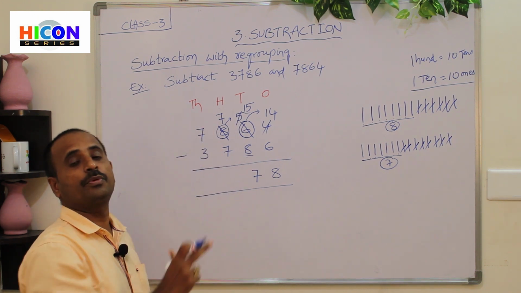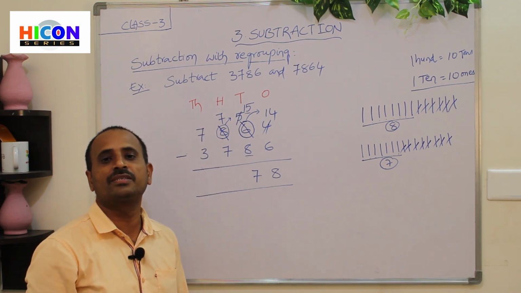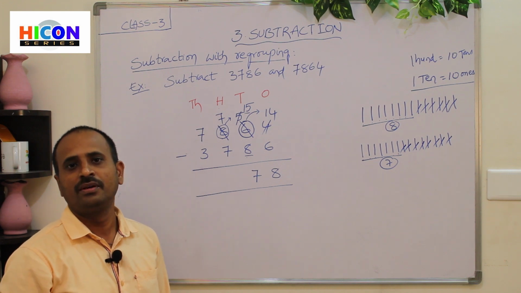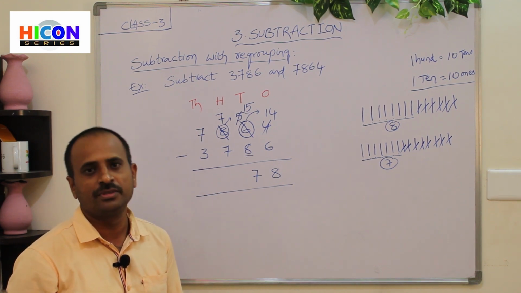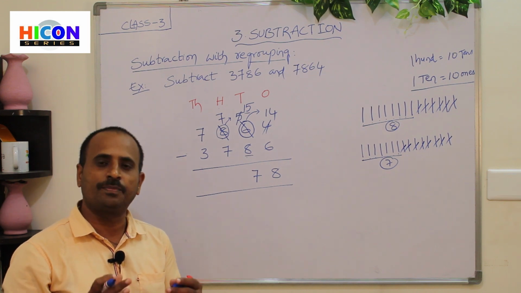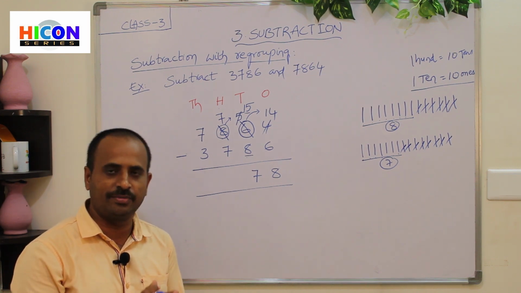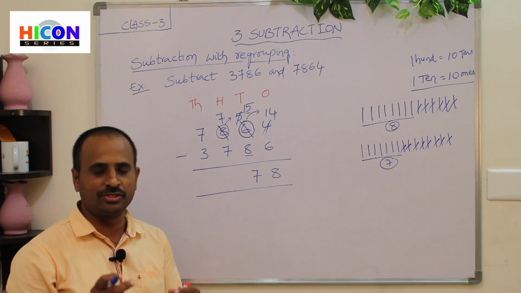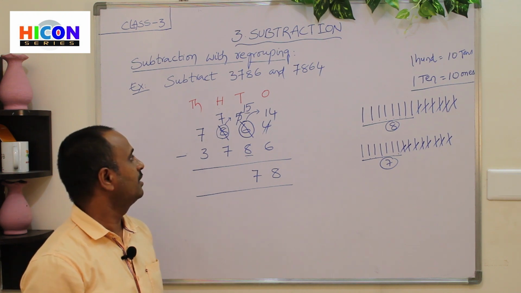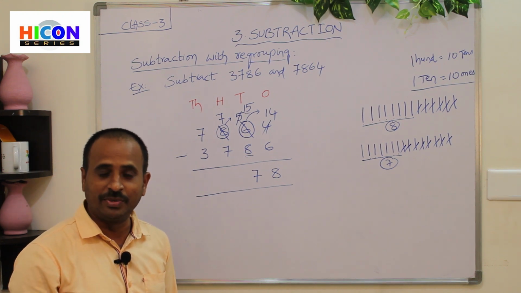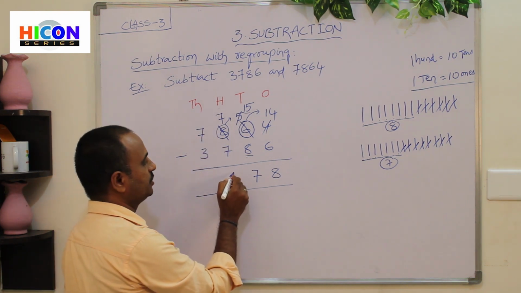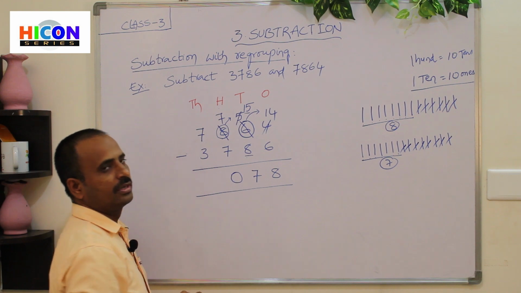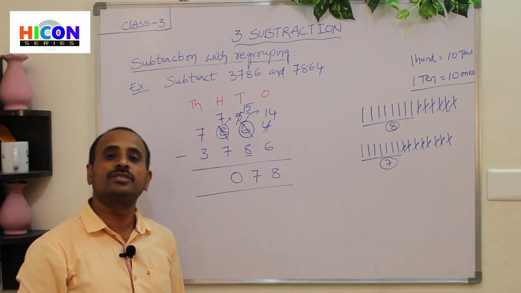According to properties of subtraction that we discussed earlier in the previous episode, if any number is subtracted from itself, then the answer becomes 0. That means if we subtract any number from the same number, the answer is 0. In other words, the difference between same numbers is 0. That means 7 minus 7 becomes 0. So write 0 according to properties of subtraction.